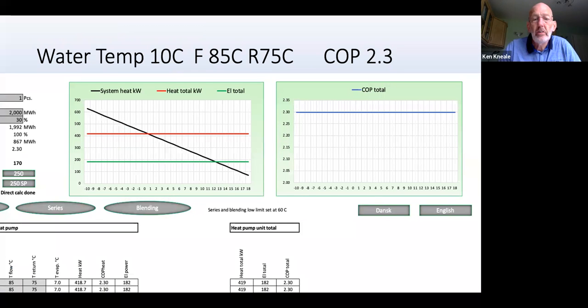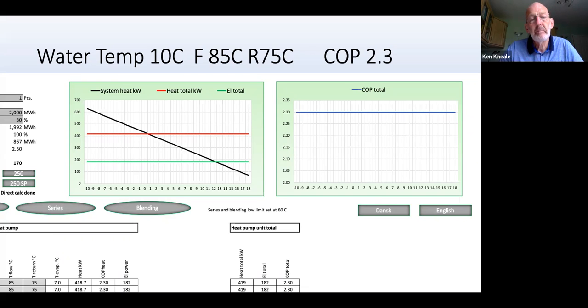This is a close-up of the two graphs that are relevant. The left graph has got 3 lines. The green line shows the electrical input, just below 200 kilowatt. This would be a 170 kilowatt heat pump, and that's measured by the electrical input. The red line is the heat output, and that is just over 400 kilowatts on this graph.